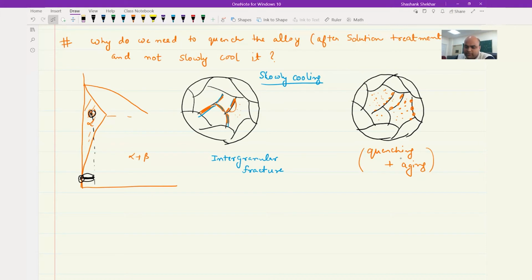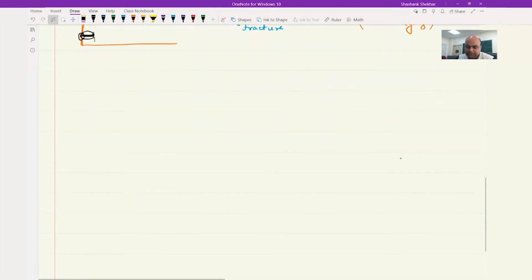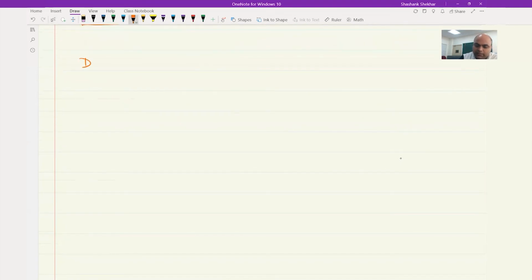So this is much I wanted to discuss in precipitation strengthening. What I'm going to do now is talk about something called dispersion strengthening. The name suggests you have dispersed something, and because of that, you are getting some strengthening in the alloy. So now the question is, what do we disperse? Let's understand that.